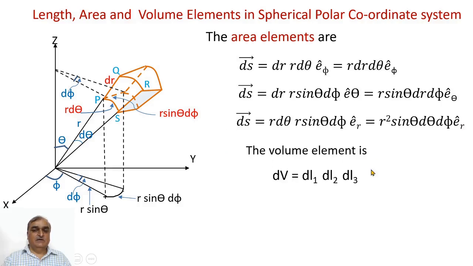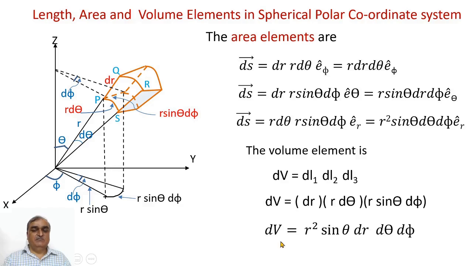Then the volume element dv is equal to dl1 into dl2 into dl3, where dl1 is dr, dl2 is r d theta, and dl3 is r sin theta d phi. Substituting, this volume element dv is equal to r square sin theta dr d theta d phi. This is the volume element in the spherical polar coordinate system.